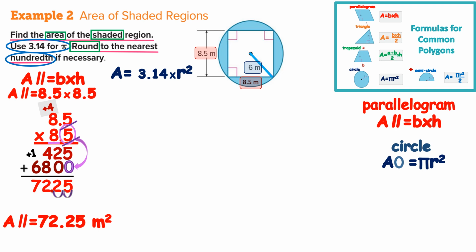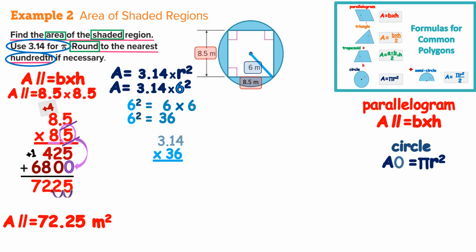I plug it into my formula and I write my equation. This is where some of you are getting yourself all mixed up because you don't want to show this step. So now I have that 3.14 times 6 squared. And 6 squared, once again, means 6 times 6. It doesn't mean 6 times 2. And 6 times 6 is 36. So I write that into my equation, and I have 3.14 times 36.